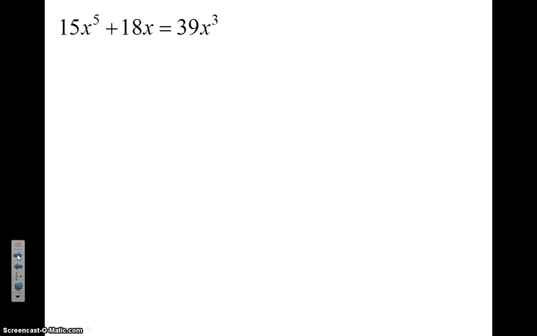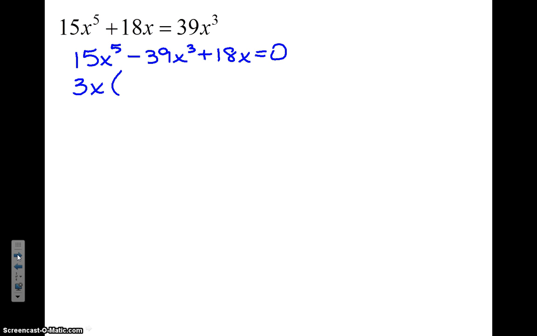And another equation that we have here, this one is a quintic equation because we have x to the fifth, so we have a degree of 5. We want to set this equal to 0, so we want this first term here with the highest degree to have a positive coefficient. So I'm going to subtract the 39x cubed from both sides, so that all 3 of those terms are on the left side, and I now have that equal to 0. If I'm looking for a common factor here, looks like 3x is a common factor, and that leaves me with 5x to the fourth minus 13x squared plus 6 equals 0.